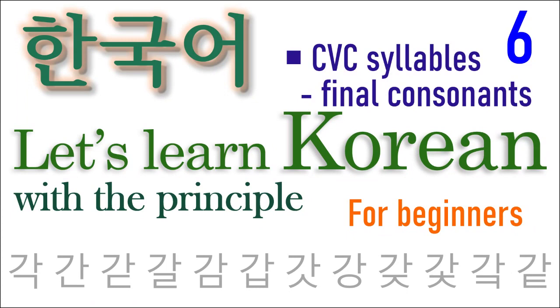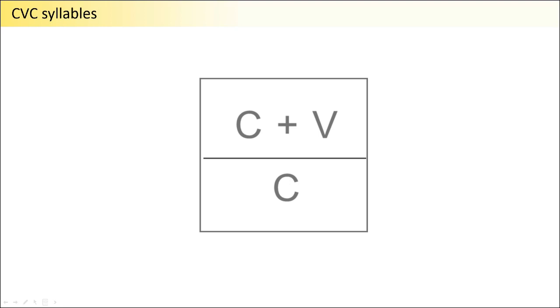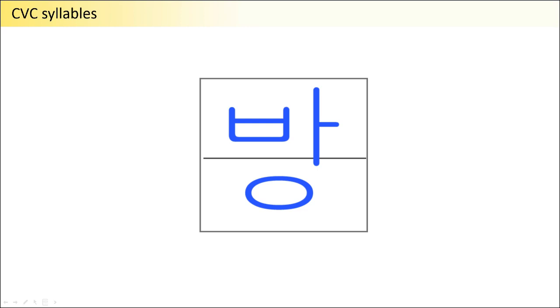Today, we are going to learn about CVC Korean syllables. Let's get started. Korean CVC syllables are formed by combining a first consonant, a middle vowel, and a final consonant.